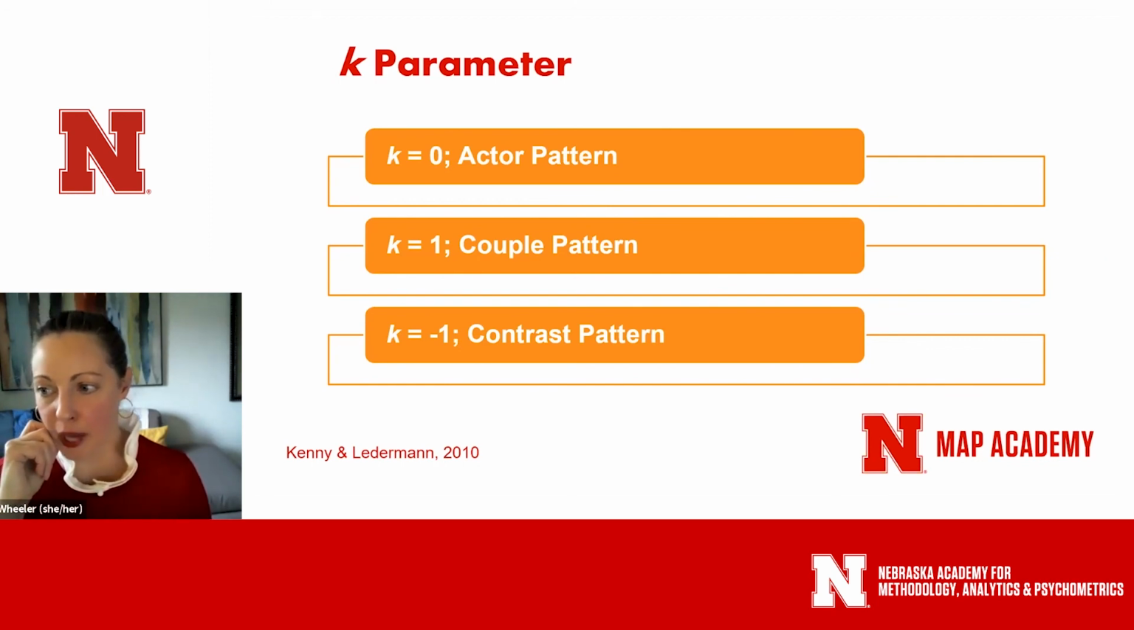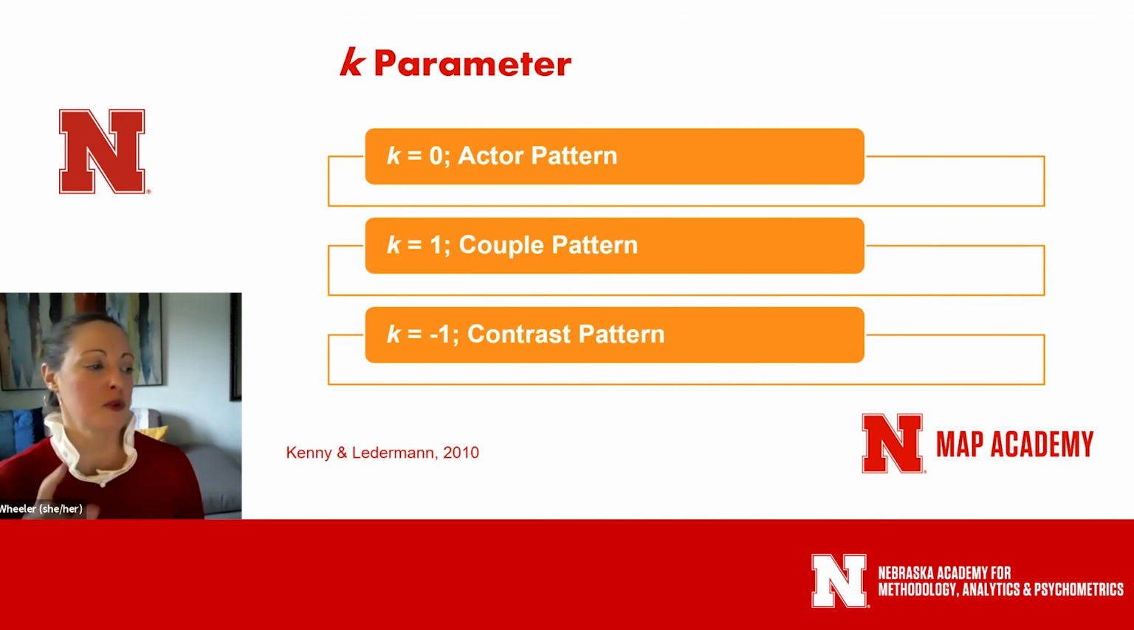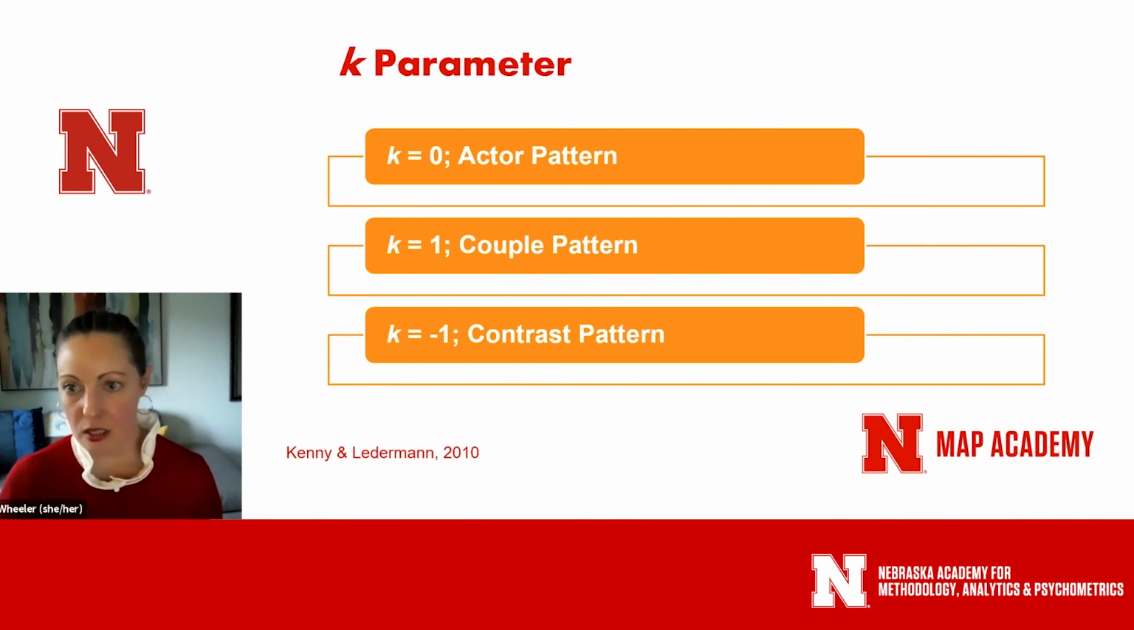Evidence of the couple pattern is supported when the K ratio is equal to 1. So this suggests that the actor and partner coefficients are close to the same. And then evidence of the contrast pattern is supported when the signs of the actor and partner effects are in the opposite direction, resulting in K equal to -1.